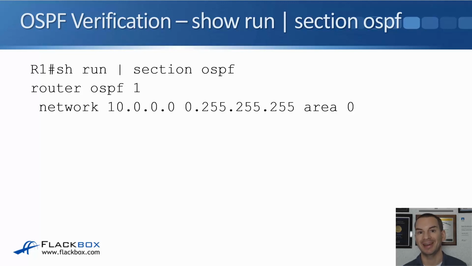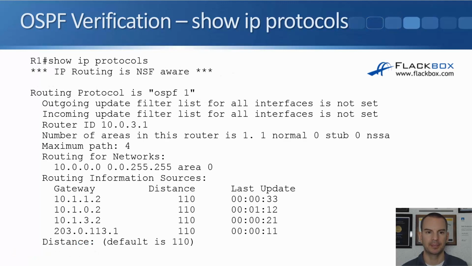Moving on to actually verifying it now. To see your OSPF configuration, we can do a show run and then pipe it to section OSPF. That will show all of the OSPF commands in your running config, whether they're under the main OSPF part of the configuration or at the interface level. So this is convenient to see all your OSPF commands. It's easier than doing a show run and trying to scroll down to the actual part of the config.